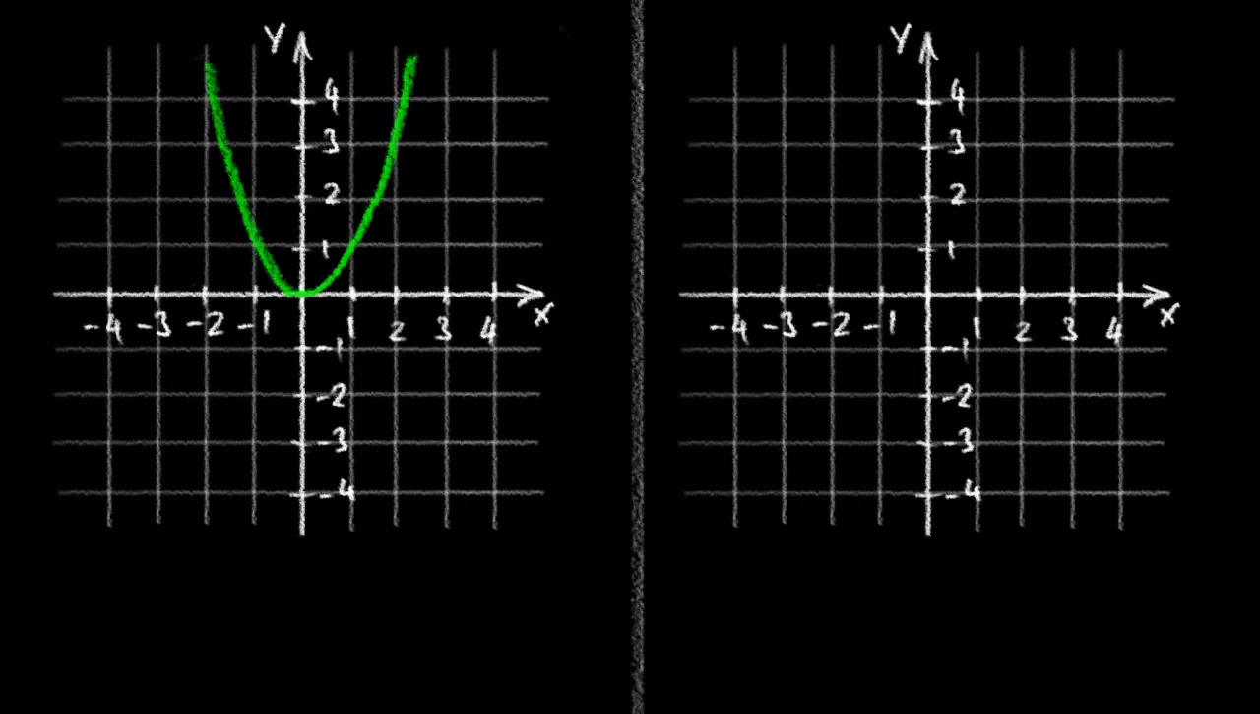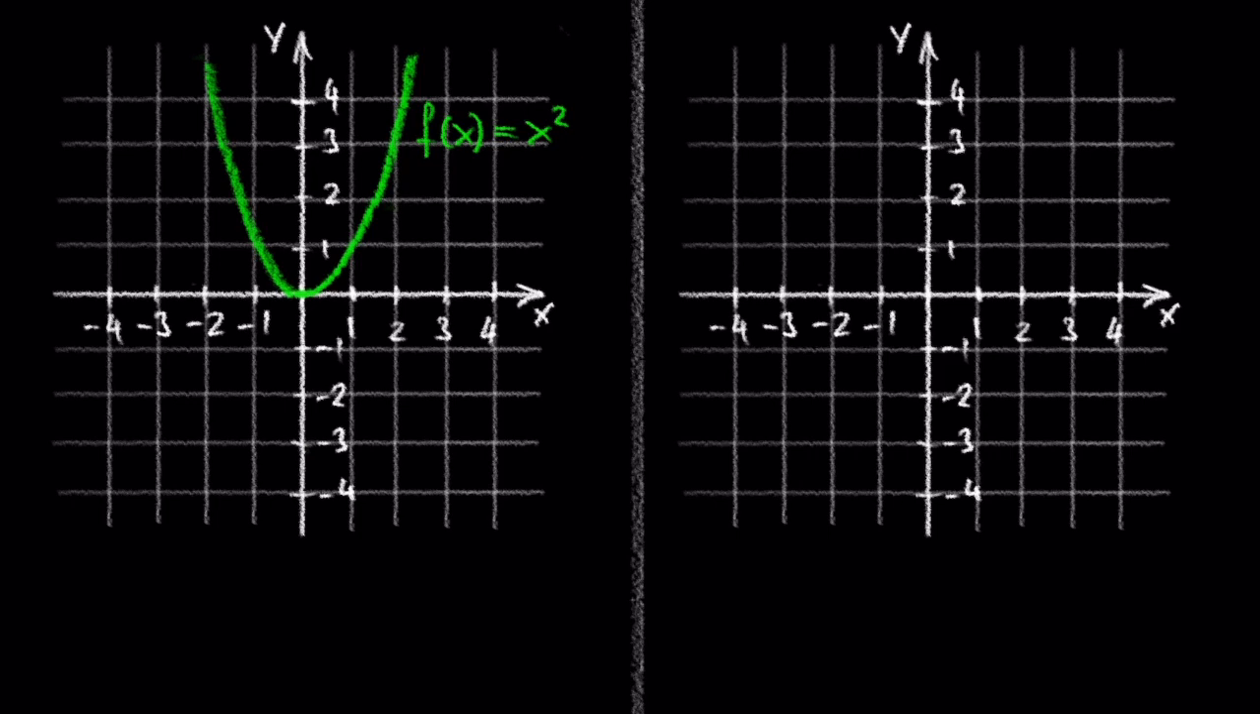If you don't know how to shift the graph of a function vertically and horizontally, I highly recommend watching my previous video. Today we are going to combine shifting graphs vertically and horizontally. Let's look at the function f of x equals x squared from our previous video.